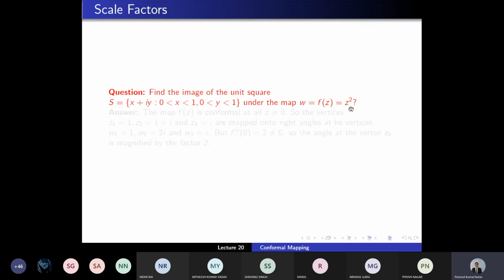Z means (x plus iy) whole square. It means x square minus y square plus 2ixy. So the value of u is x square minus y square and v is 2xy. So with the help of x and y, you may find the boundaries in the W plane.